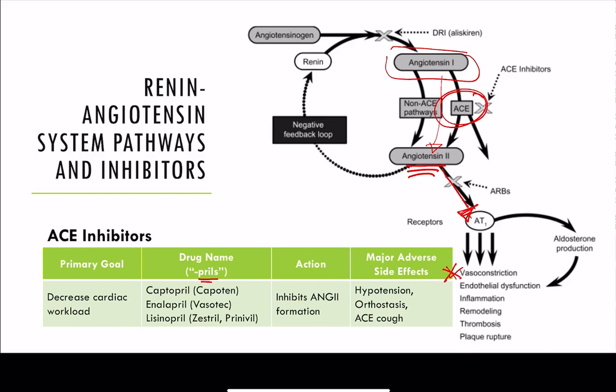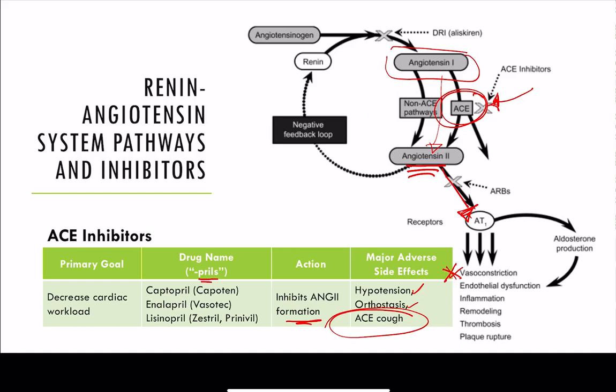-Prils tell you that you're in the ACE inhibitor family. It blocks the formation of Ang2 because ACE is the enzyme that converts Ang1 to Ang2. So major side effects are that you can lower the blood pressure too much. So you can get hypotension, you can get orthostasis, and you can get something known as the ACE cough. The ACE cough is actually a sign of a toxicity issue the patient's having with the drug. It's this dry, hacking cough.